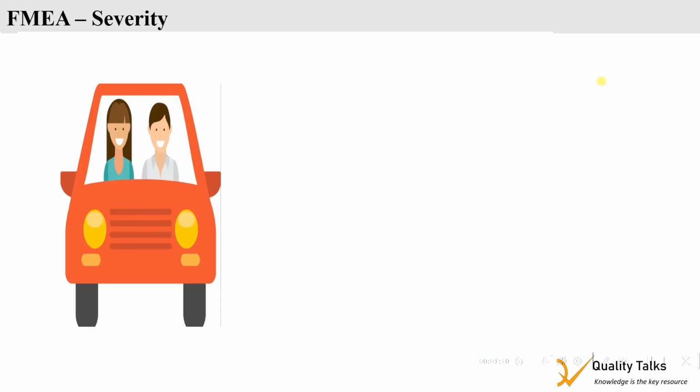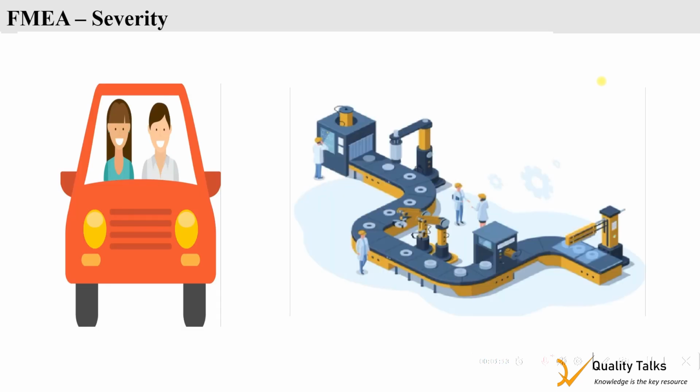As we discussed earlier, severity is the effect of failure. This effect of failure or error can be ranked based on the end user, it means the customer that will use the product or service, or based on the next operation, it means the next operation where the product will be used. We will discuss the case of the automotive industry and will give severity ranking based on customer effect, it means end user effect, and manufacturing and assembly effect, it means next operation effect.